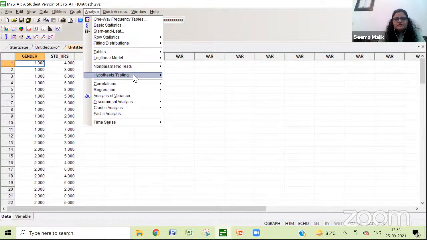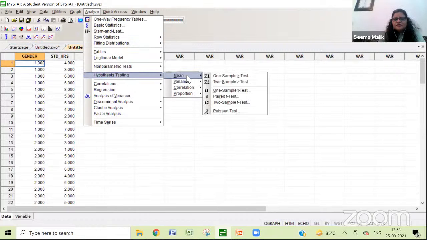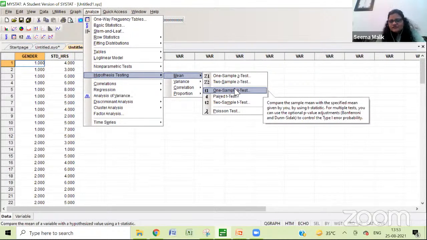Analyze. This is hypothesis testing. This is the mean, because I'm comparing the mean of the sample with the mean of the population. This is a one sample t-test, and I have a brief description. Sir, what I was talking about earlier, before the session, Rahul sir, it also gives a little bit of description about the test. Like here, one sample t-test I'm going to perform, so I have a brief description about the test: compare the sample mean with the specified mean given by you.